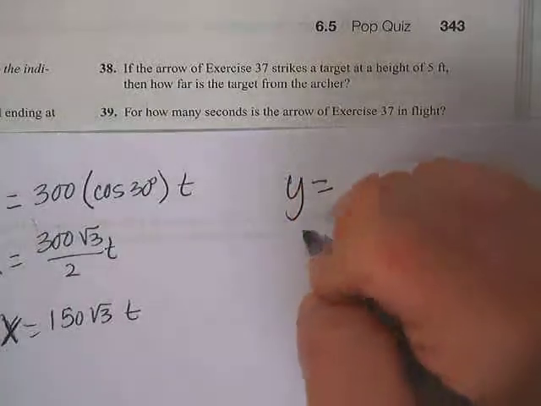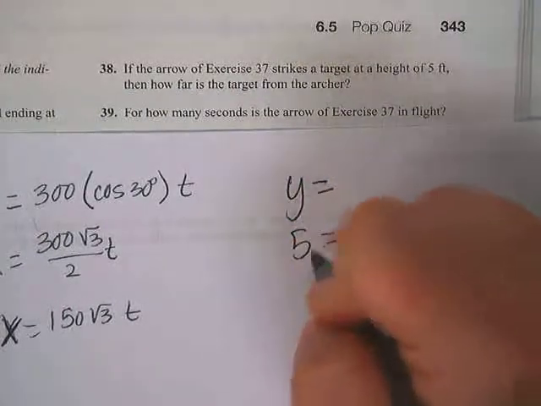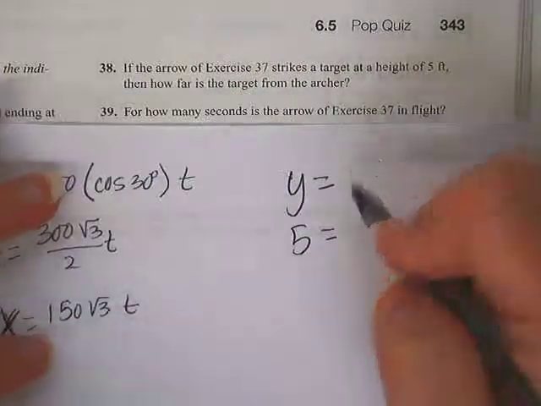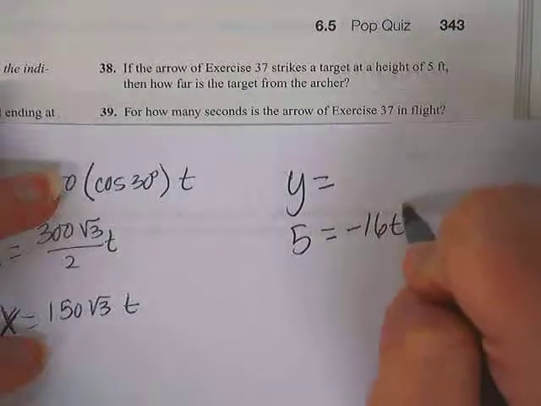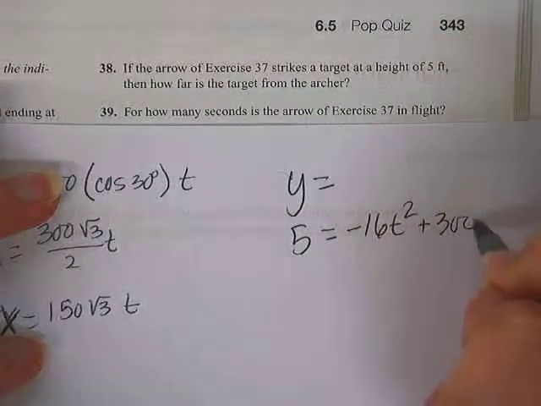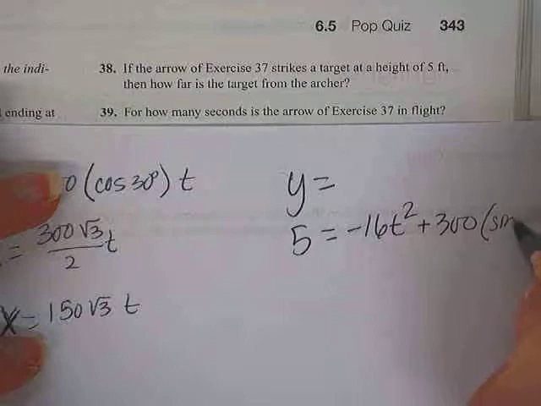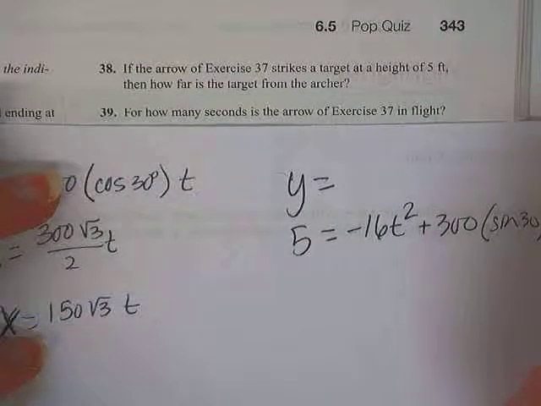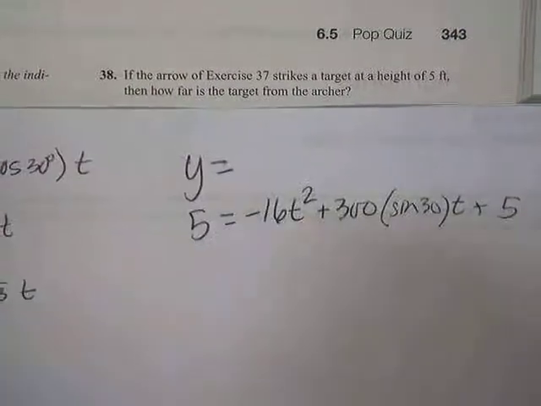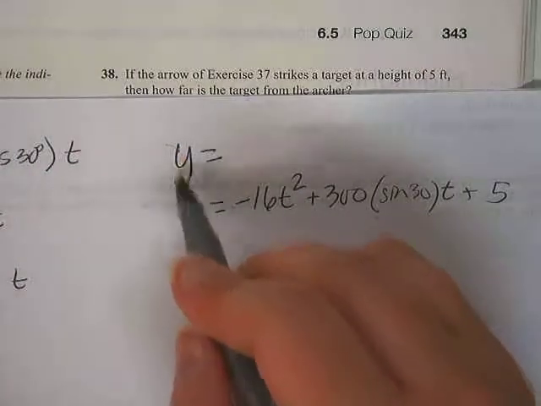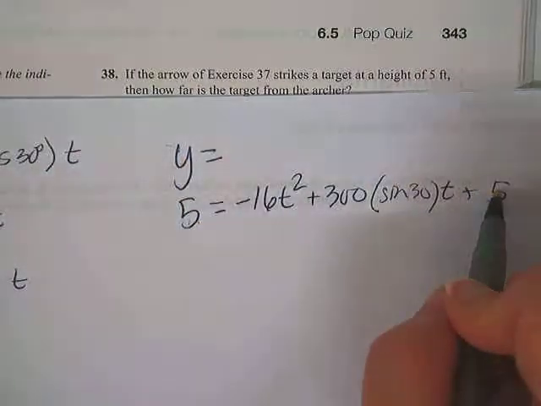So if it strikes a target at a height of 5 feet, then that's the answer when the y value is 5 feet. And the equation, I guess we should maybe go ahead and create the equation. Plus 300 times the sine of 30 times t plus the beginning height is 5.